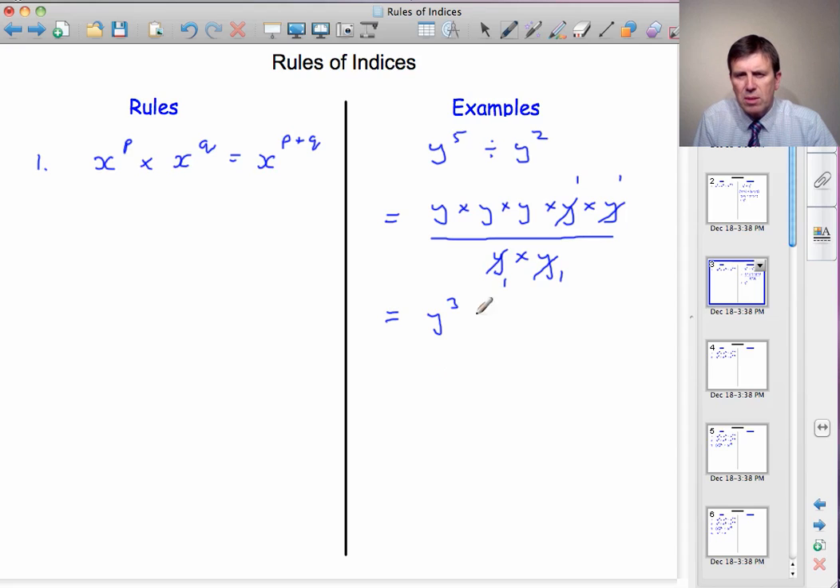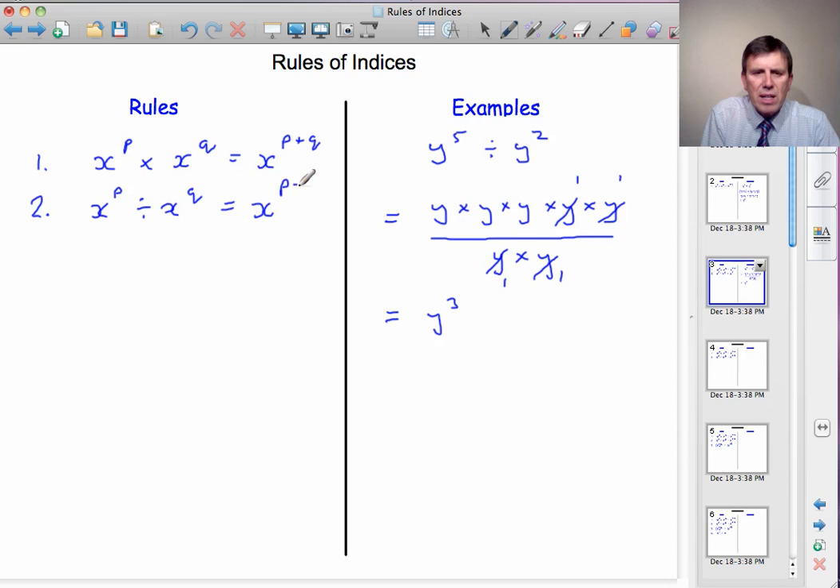So now look what's happened. Y to the 5 divided by y squared is y cubed. The 2 y's that ended up in the denominator, multiplied together, cancelled out 2 of the 5 I had on the top. And that leads me to my second general rule. If I've got x to the power p divided by x to the power q, I will end up with x to the power p minus q, because q lots of x will cancel out q lots of x on the top, and I'll be left with p minus q of them multiplied together.